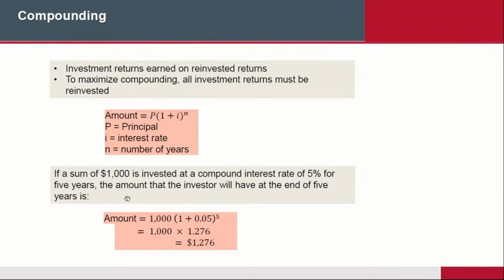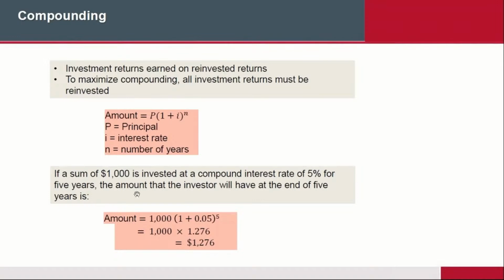I'm going to give you an example here. If the sum of $1,000 is invested at a compound interest rate of 5% for 5 years, the amount the investor will have at the end of the 5 years is: the amount equals $1,000, which is your investment, times (1 plus 0.05), in other words, 1 plus the 5%, to the power of 5.